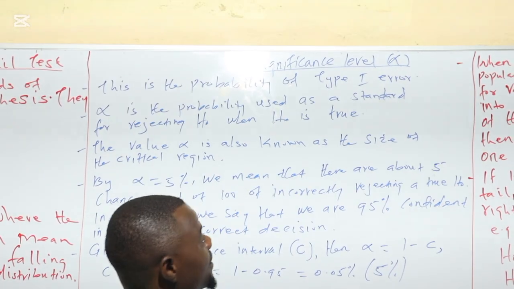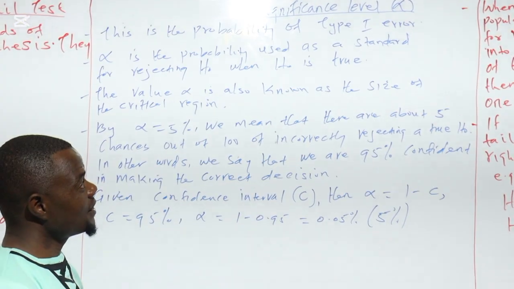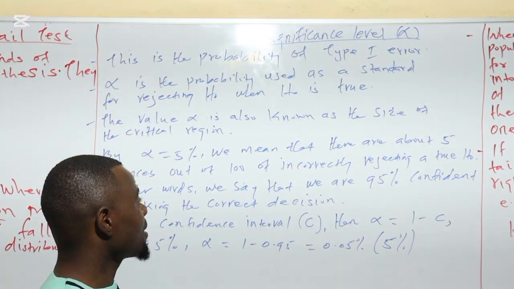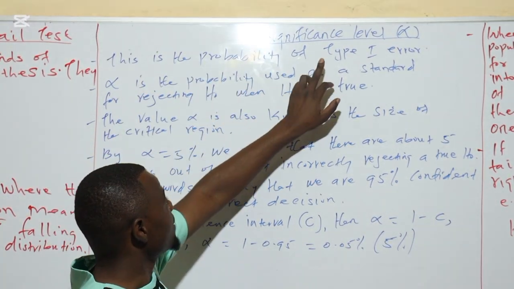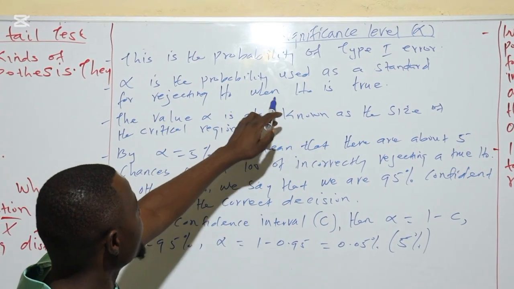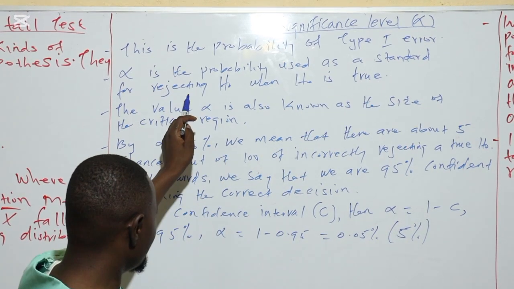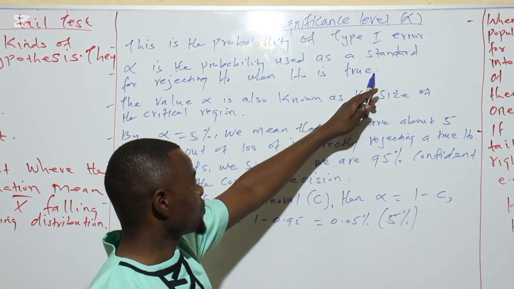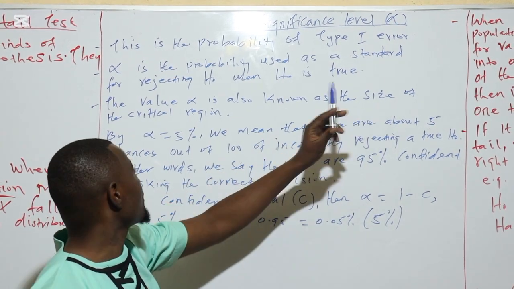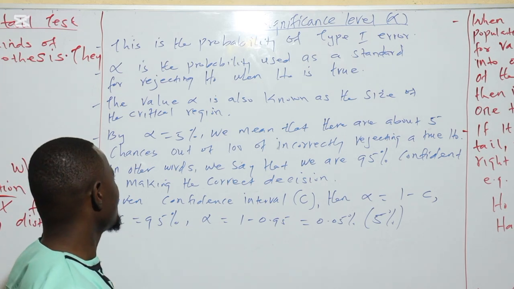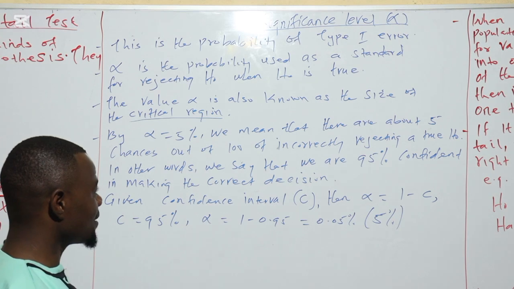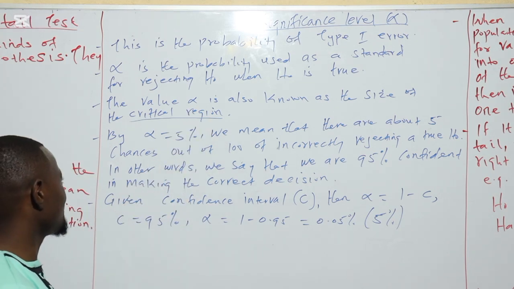Significance level of alpha. Remember I said that alpha is the probability of committing type 1 error. So this is the probability of type 1 error. Alpha is the probability used as a standard for rejecting H0 when H0 is true. The value alpha is also known as the size of the critical region. Remember I said critical region is also the rejection region. So that size of the rejection region is the alpha value.